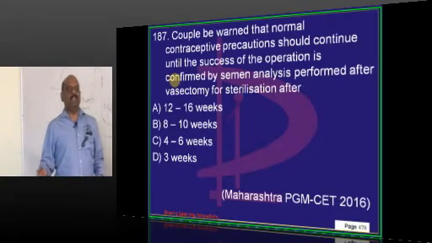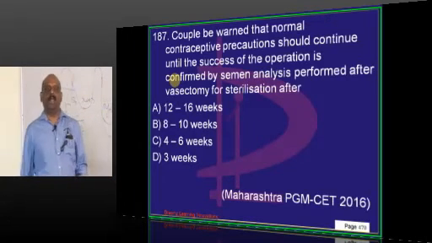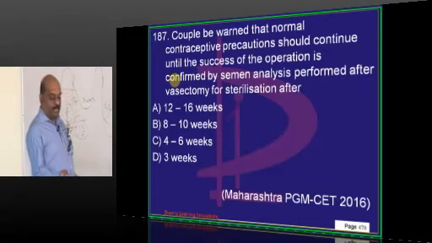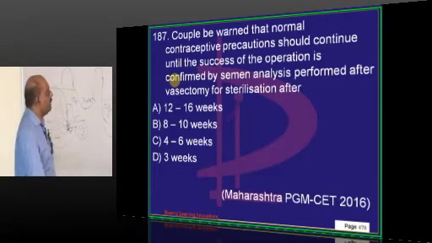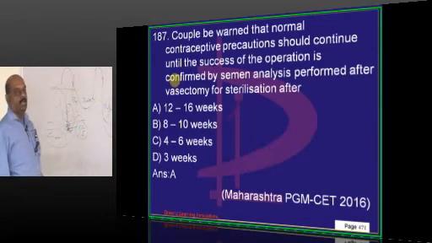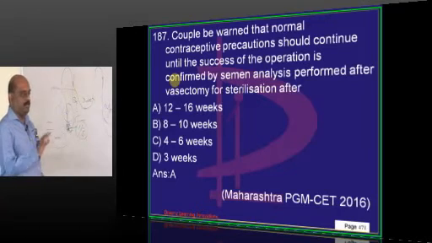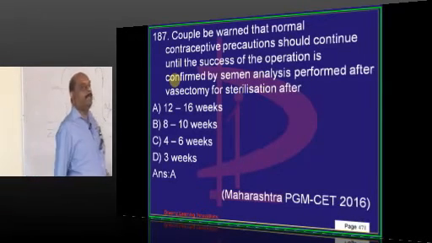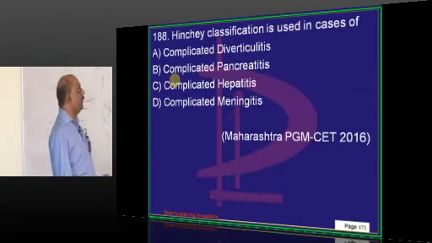For how long will you tell the couple to abstain or use an alternative contraceptive mechanism after sterilization operation? 12 to 16 weeks, till the backup sperms will be cleared. So that's the reason you need to take care.